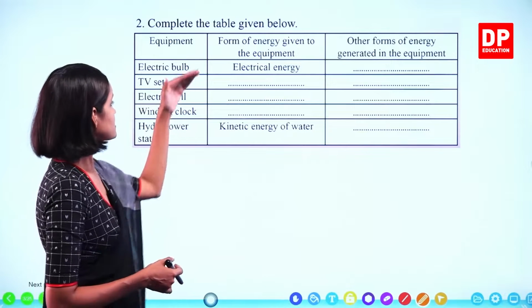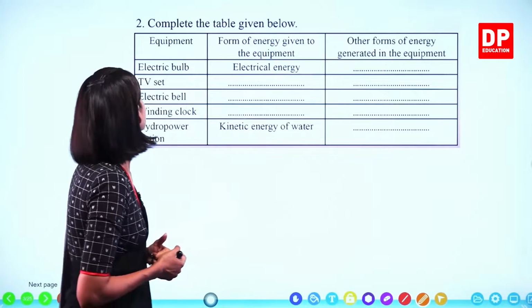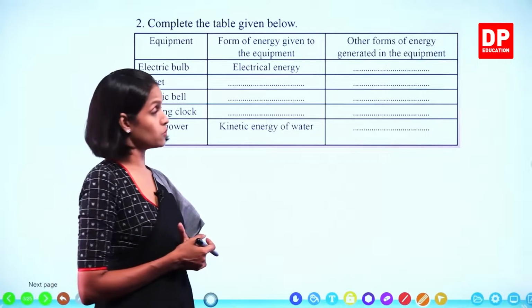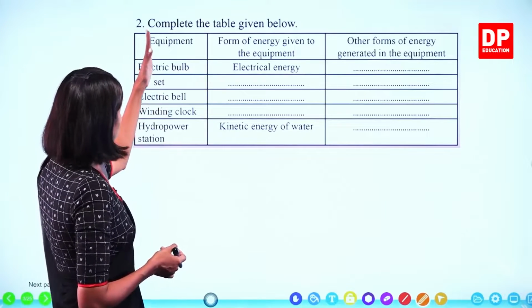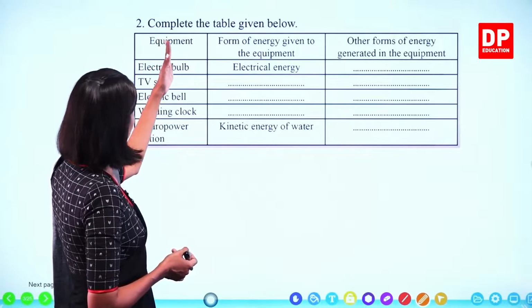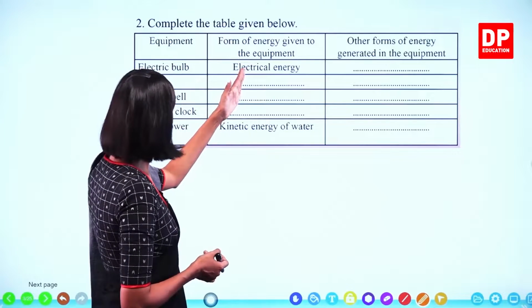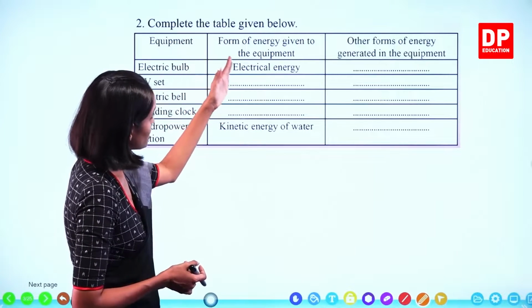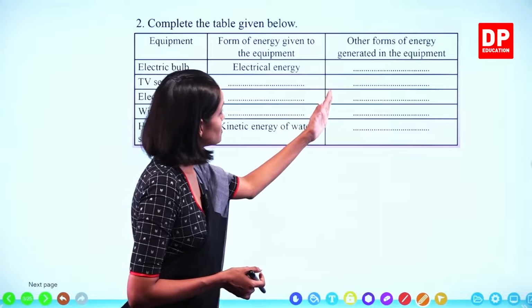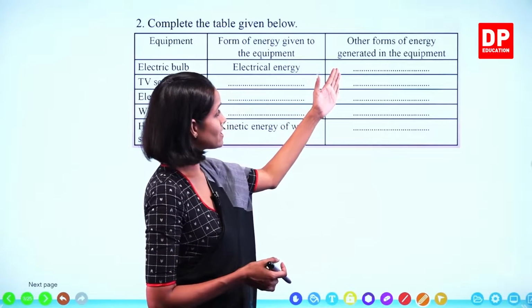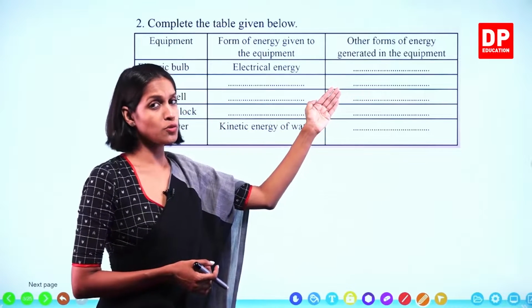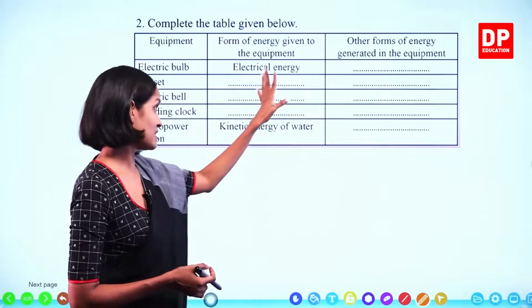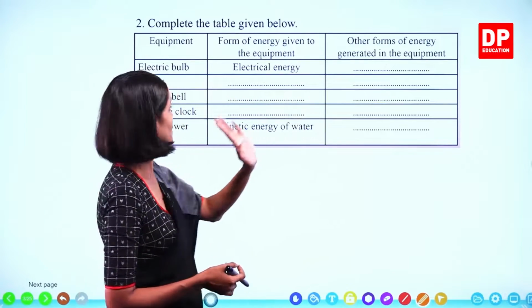Right. A table is given. Complete the table given below, right? So the first column mentions equipment. Second column, form of energy given to the equipment. Third column, other forms of energy generated in the equipment. I hope you all remember we did a similar activity in the lab as well, okay?